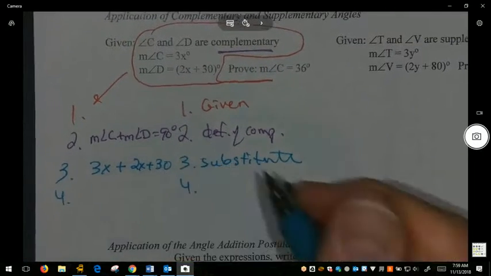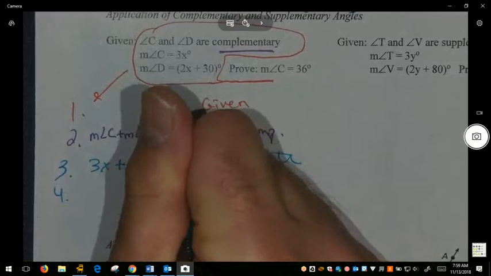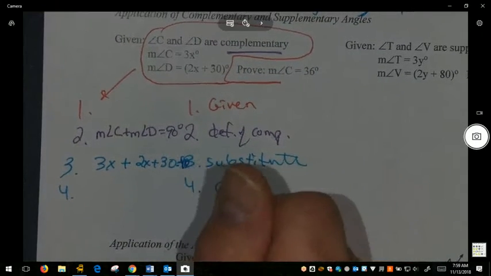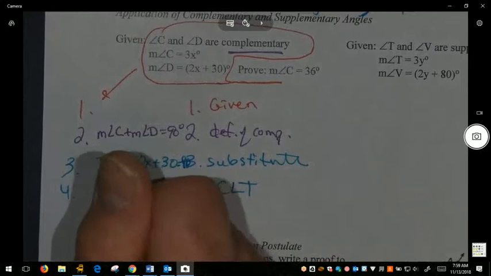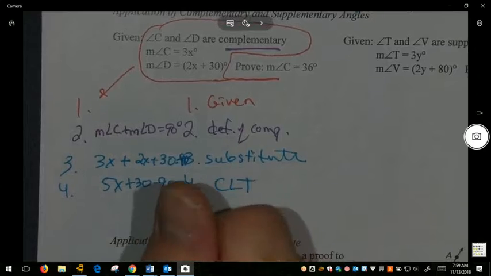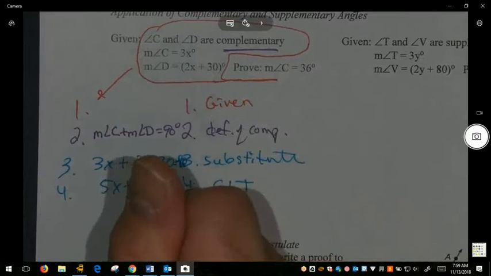What will my next justification be? Anybody know? Oh, by the way, I forgot to write the equals 90. That's kind of important. CLT, yep. Exactly. And there are two more justifications that are going to happen in this proof. Raise your hand if you know what they are.